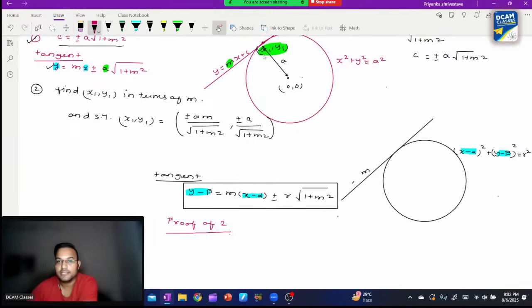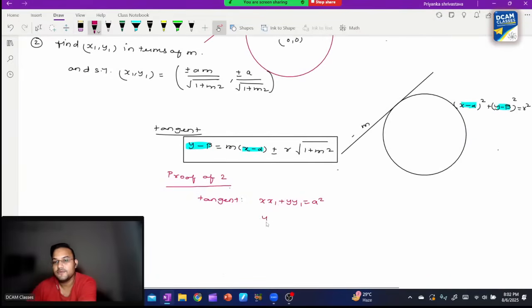See, this is x1, y1. So you already know how to find out the equation of tangent at x1, y1 to the circle. Tangent is x x1 plus y y1 is equal to a square. We have already studied this. Now you already know this equation is y is equal to mx plus a root over 1 plus m square. Can you compare these equations and try to find out the values of x1 and y1? That only you have to do.